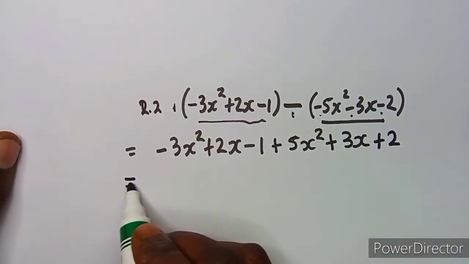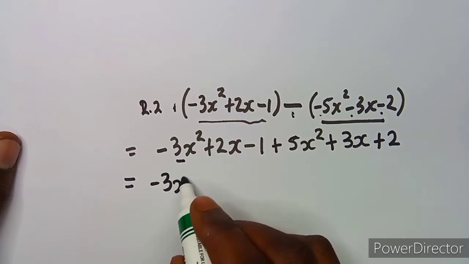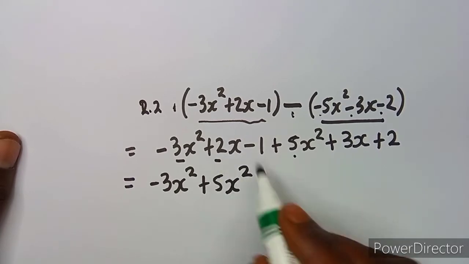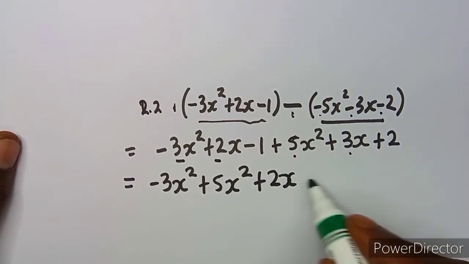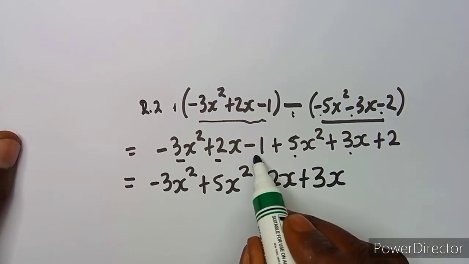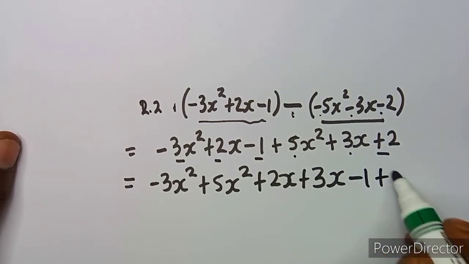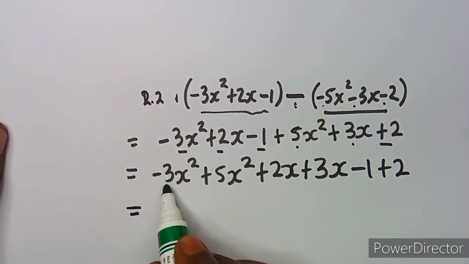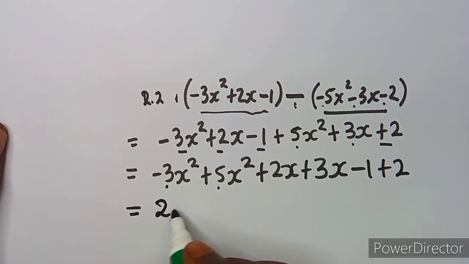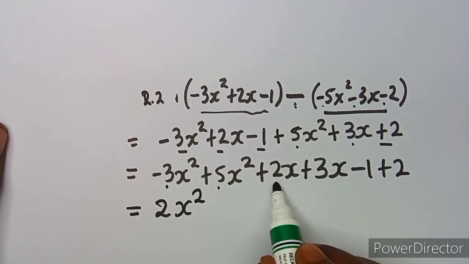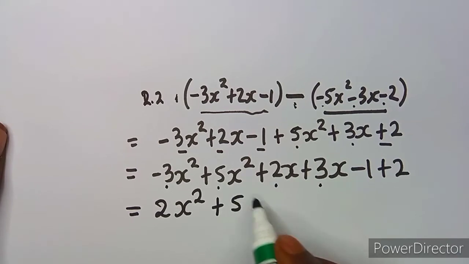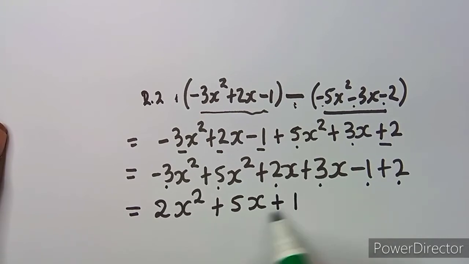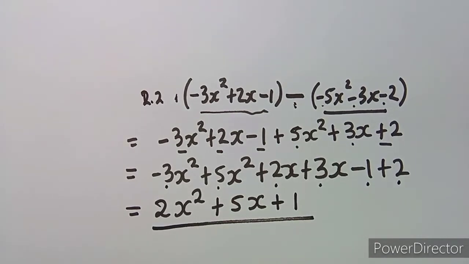All right. So let's collect like terms. We've got minus 3x squared plus 5x squared. 2x here plus 2x, 3x here plus 3x. We've got minus 1 and plus 1, so it's minus 1 and 2 there, plus 2. So these are your like terms. So using your calculator, minus 3 plus 5, that is 2. So you're going to obtain 2x squared. 2 plus 3, that is 5. So you're going to obtain 5x minus 1 plus 2, which is plus 1. All right, so this is what you're going to have at the end.